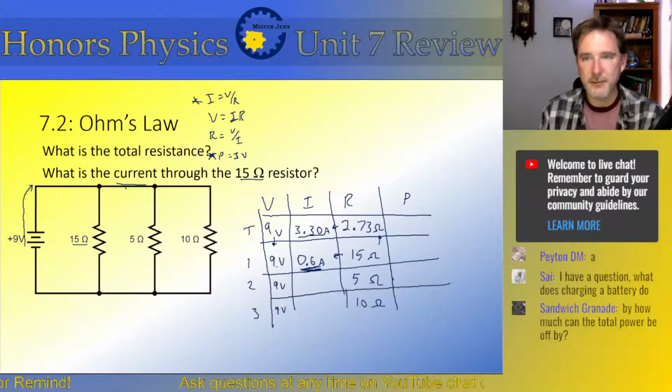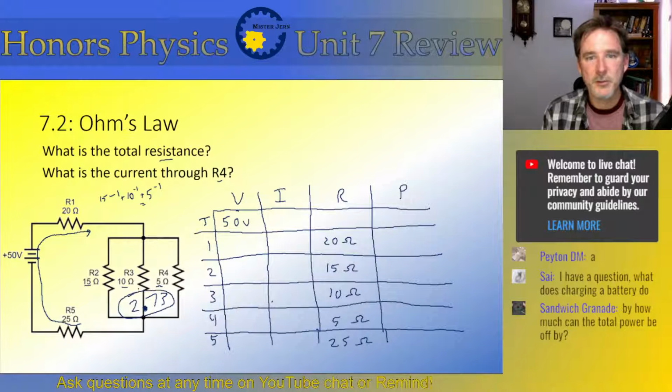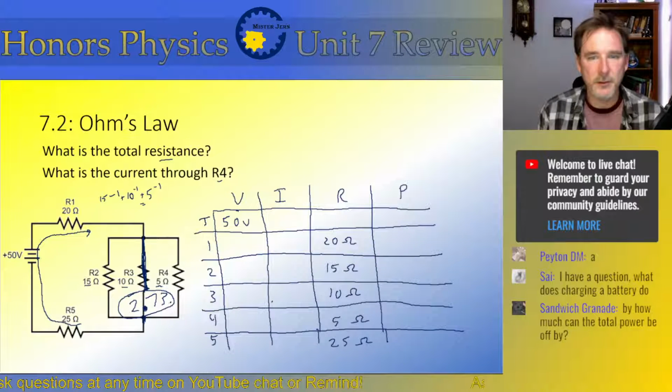So what was the answer I got there? 2.73. Okay, I'm going to write that down, but I'm not going to write it at the top because that's not the total. That is the total resistance for this part right here, 2.73. That's unfortunate placement of the decimal place. So 2.73 is the resistance of all of this. Okay, all three of those together is 2.73 ohms.